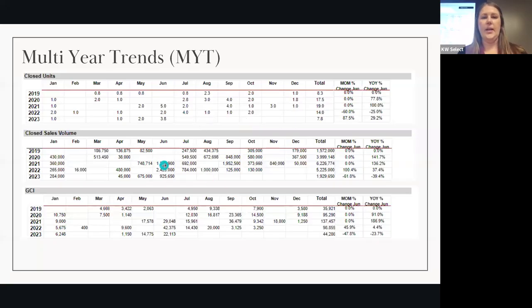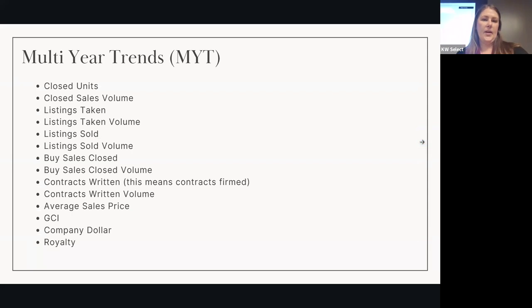And then there's, like I said, a whole bunch of different categories. I zoomed in on the ones people seem to care about the most, but these are the categories that you will find in your multi-year trends. So when we talk about building a budget, knowing your numbers, the multi-year trends is by far the most helpful report you can use to learn your numbers. It's all your numbers in there.